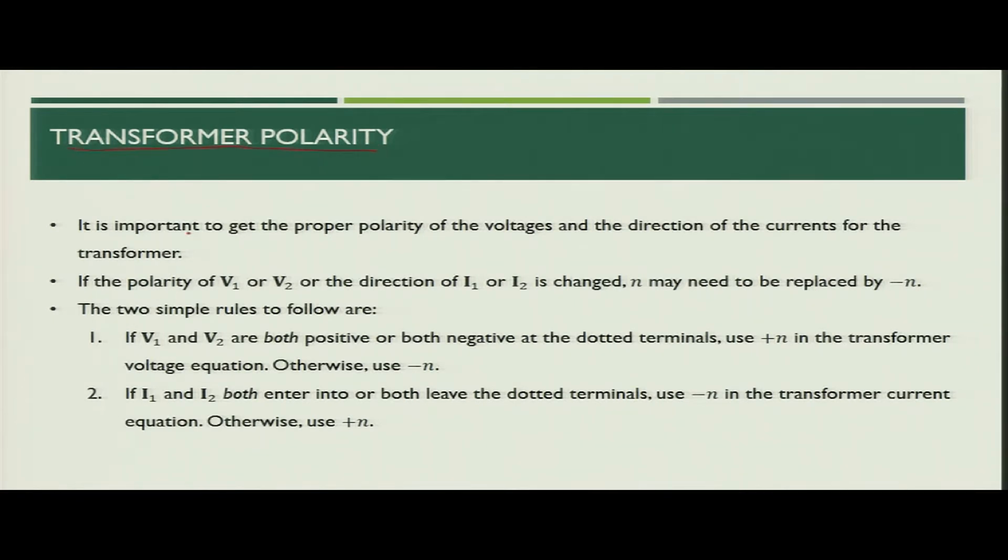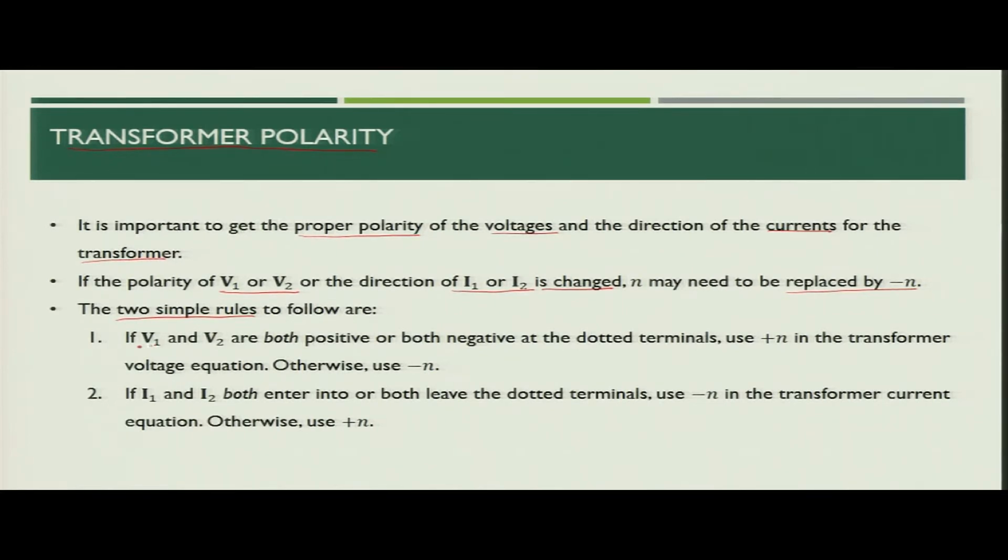We discussed that it is important to get the polarity of the voltage and the direction of the current for the transformer. That is, the polarity of voltages on the primary and secondary side of the transformer, and the direction of currents I1 and I2, the primary current and the secondary current. If the polarity or the direction of the current changes, the transformation ratio N may need to be replaced by minus N. How will we decide whether it will be N or minus N? We will follow these two simple rules.